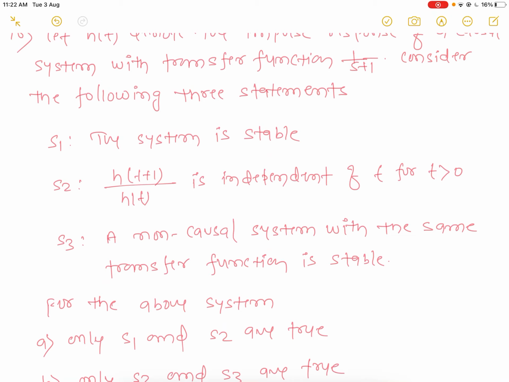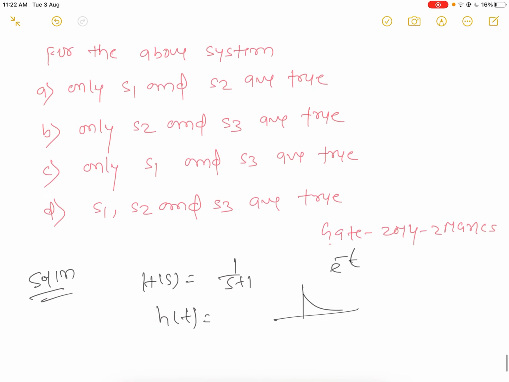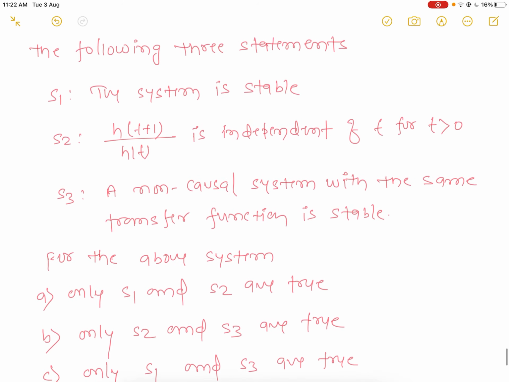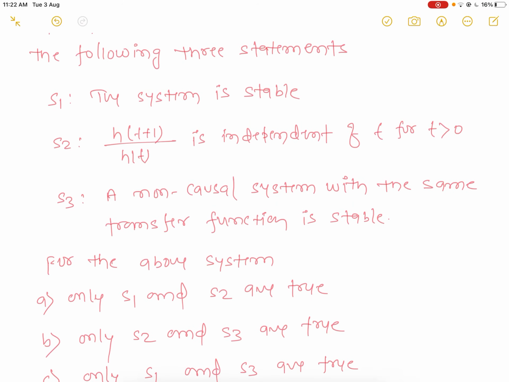This one is also h(t plus 1). When you take t plus 1 and t, it will be independent of t, because e to the minus (t plus 1) upon e to the minus t, then what will happen? e to the minus t into e to the power minus 1 upon e to the minus t. So this one cancels out, then you will get e to the power minus 1, only, independent of t. This one is also right.